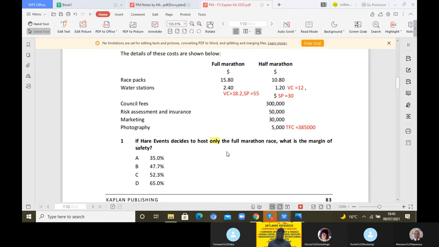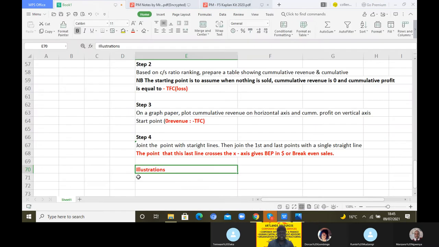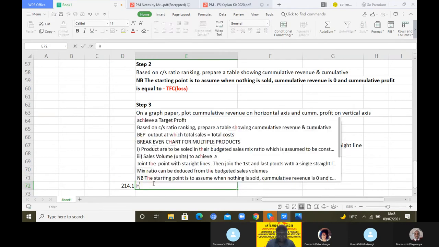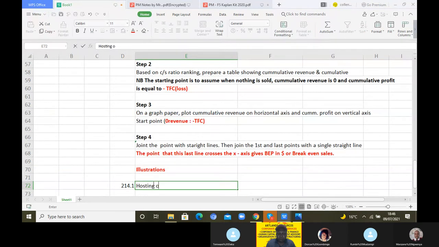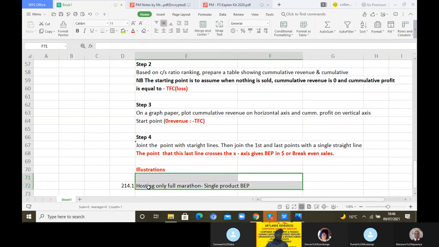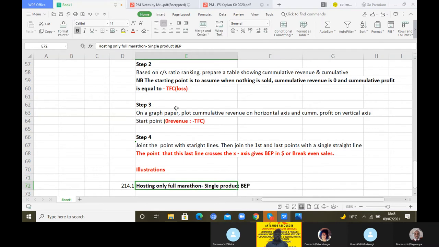The question here is saying, if it was a single product, like if it was only half marathon or full marathon, what was going to be the break even? So it's 214.1, that's the Air Events. Hosting only full marathon. So in this case, it's a single product break even analysis, single product BEP. We are just dealing with one. Only means one.